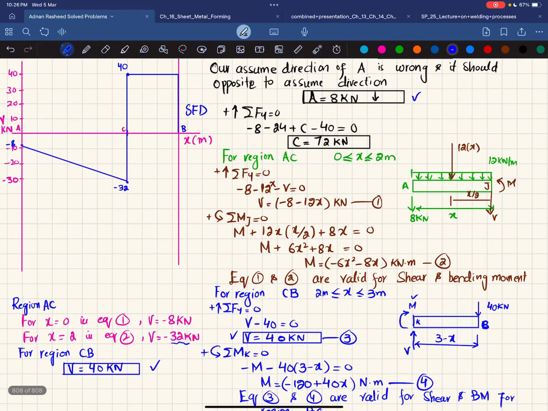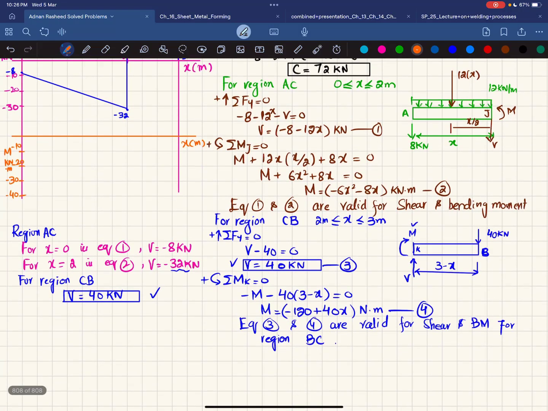Now we will draw the bending moment diagram. For the bending moment diagram, I have to take a horizontal line, and again X shows in meter, and on the Y-axis you have moment having unit kilonewton meter. Okay, we will take each division as minus 10. So below it is minus 10, minus 20, minus 30, minus 40.